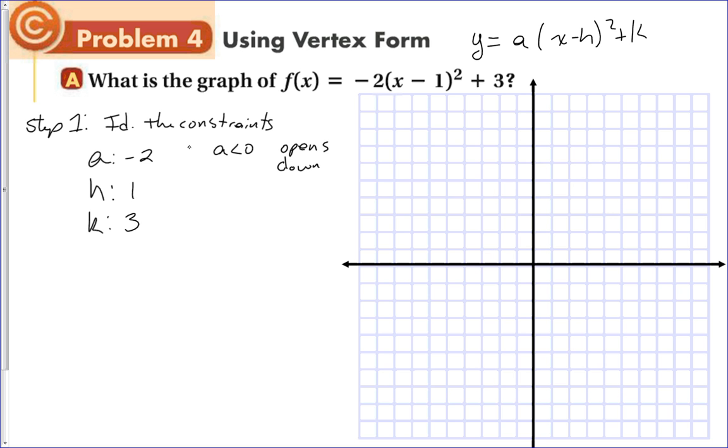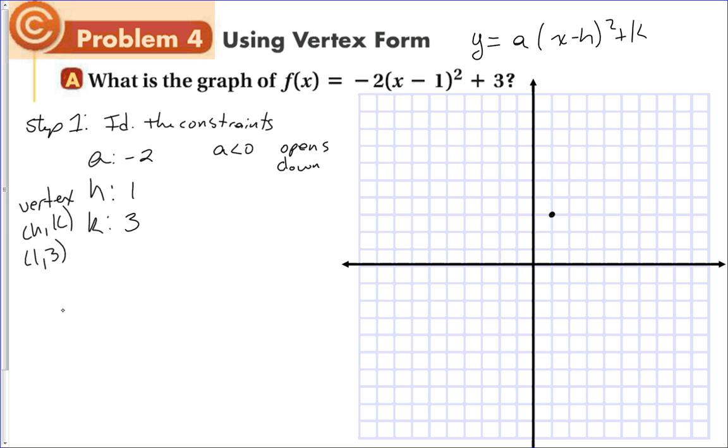All right, so the vertex, we know the vertex is h comma k. So in this case, we know it's 1 comma 3 because we already found h and k. So we're going to plot the vertex over 1, up 3. So there's our vertex.